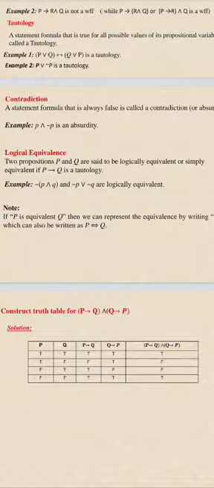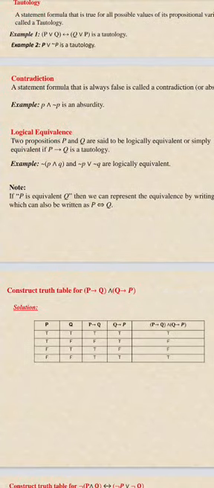Next definition is logical equivalence. Two propositions P and Q are said to be logically equivalent, or simply equivalent, if P implies Q is a tautology. When the condition P implies Q is a tautology, we say that P and Q are logically equivalent.